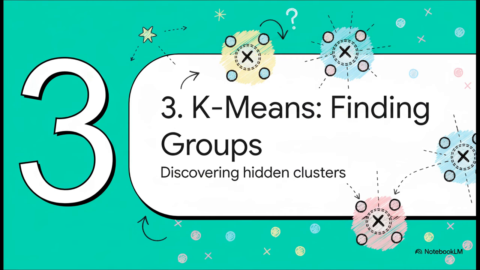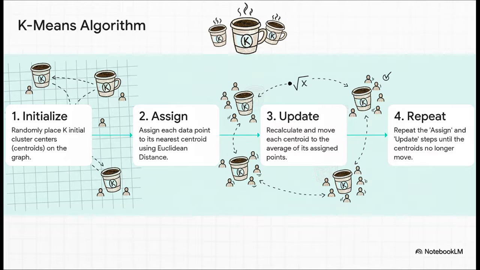Think of the k-means algorithm like trying to figure out the best place to open a few new coffee shops in a city. First, you just randomly guess k locations on a map. These are your centroids. Then, for every person in the city, that's a data point, you figure out which coffee shop is closest to them.